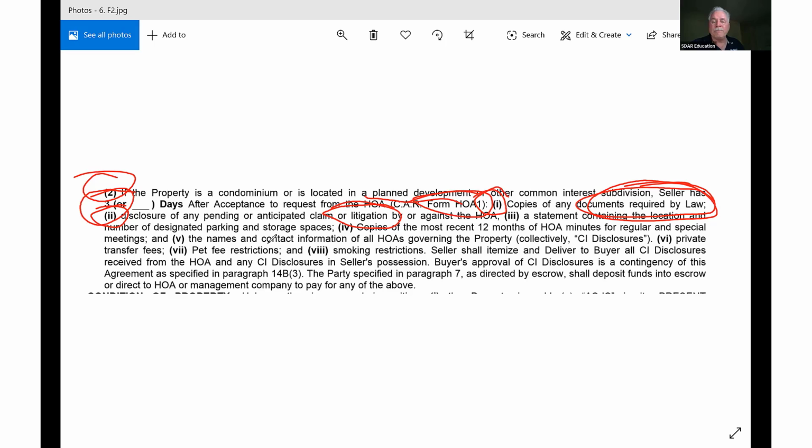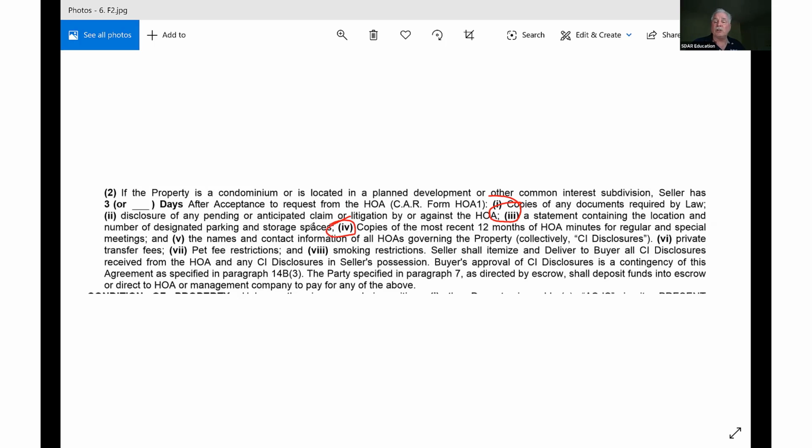So number 3, a statement containing, now I got to get rid of some of my stuff here. A statement, number 3, is a statement containing the location and number of designated parking and storage spaces. I mean, how many times do you do a transaction and it's like, figure it out, right? No. We want to have that stuff.